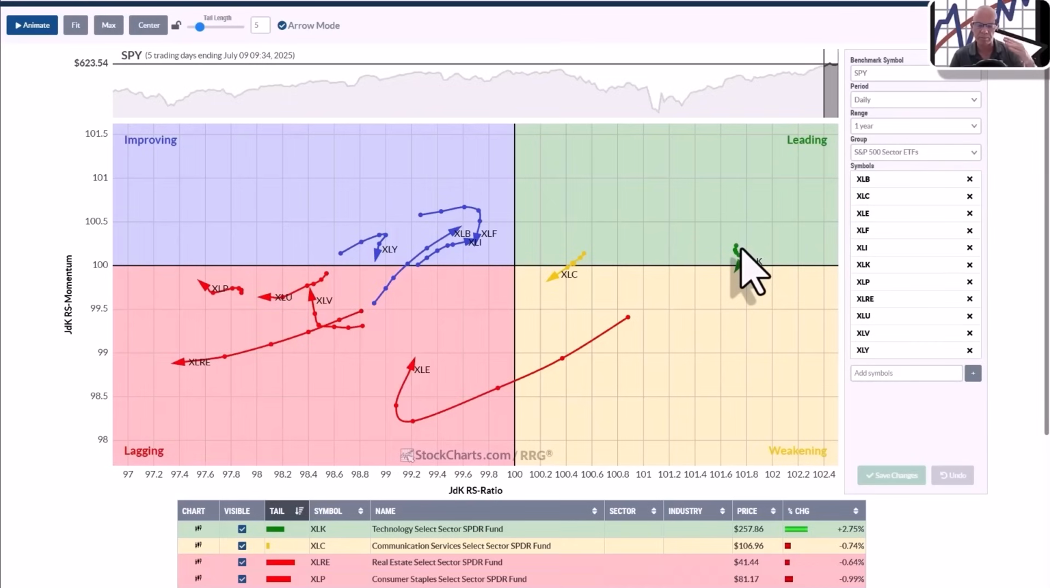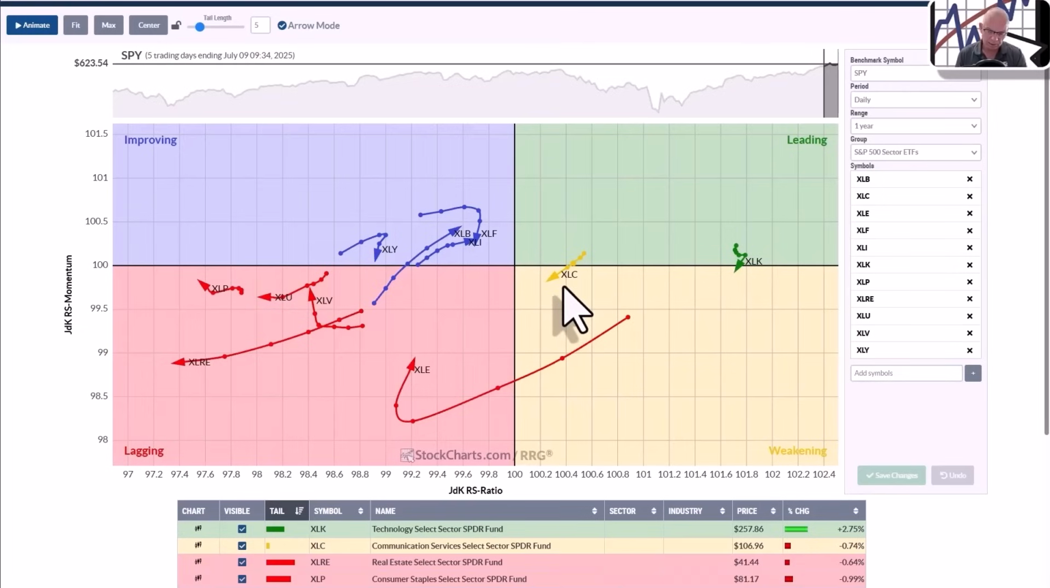Because remember, momentum measures increase or decrease in speed. If you have a straight line up, the momentum will be almost zero because it is going up at the same rate of change. That's why momentum sometimes is called rate of change.